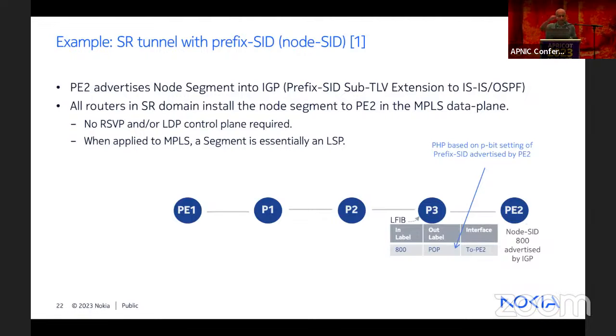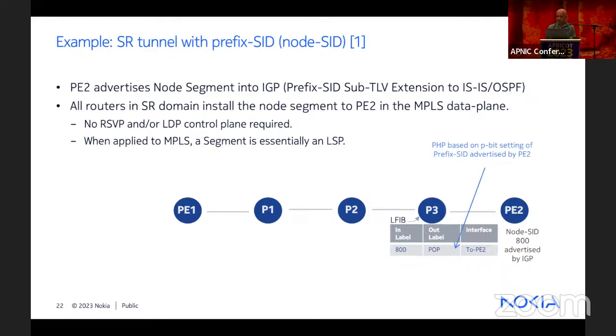So instead of swapping it for another label, we're just saying send it straight through to the destination because we know that's the destination. It told us it's the destination. So it's an optimization. If PHP was not enabled for this, then you would have seen that the in label would have been 800 and the out label would have been 800 as well.